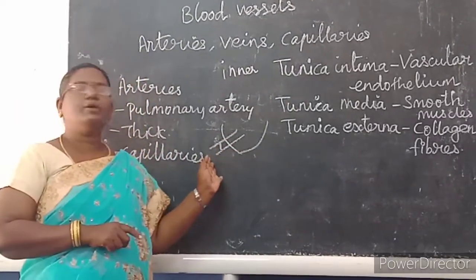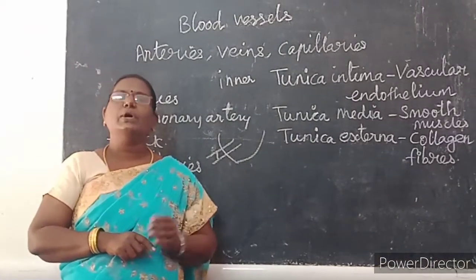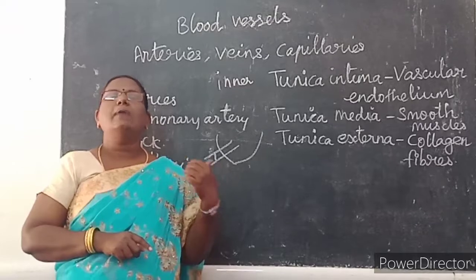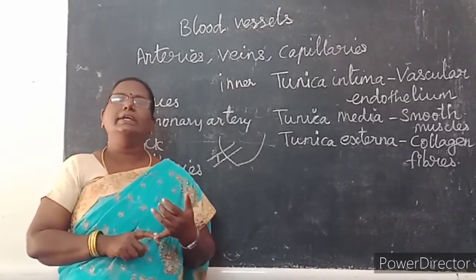And the next we learn about the capillaries. The branches of arteries are known as what? Capillaries. These capillaries have the mixed type of blood. It contains both the oxygenated and the deoxygenated blood.